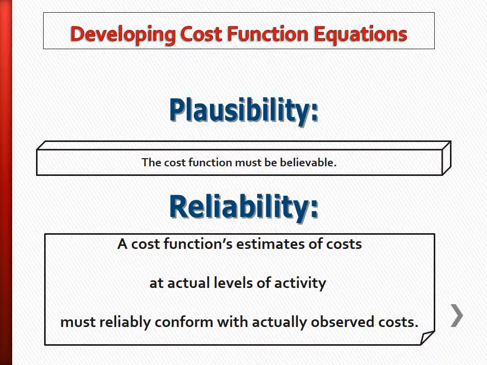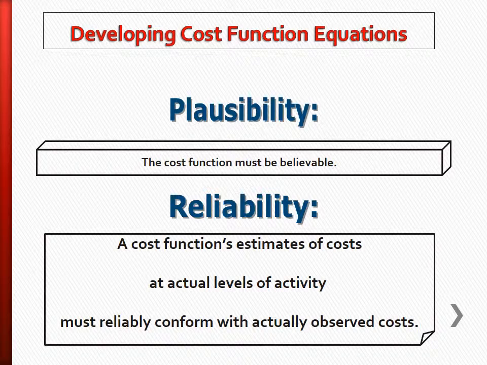That seems plausible, believable. On the other hand, if we came up with a conclusion that purchasing costs are a function of the number of customers that the company has, there may be a correlation there, but it's simply not believable. And whichever method we use to identify that relationship, whether it's an engineering analysis or account analysis or least squares regression, if it turns out to be not plausible, we simply would not use those findings.